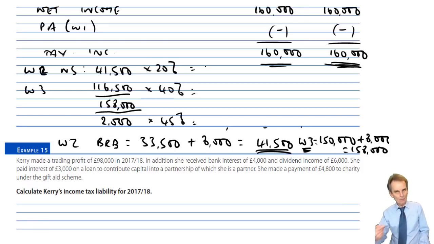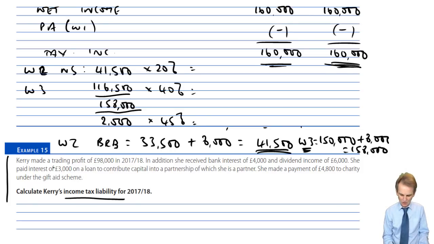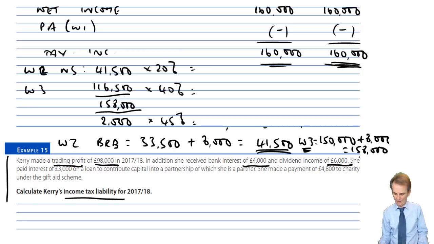Okay, I'd like you to go back through that example, review very carefully the answer to that in the back, and then have a little go at example 15 here. Again, it's an income tax liability that needs to be computed. This time, the numbers are somewhat more interesting than the one that we've just done. Trading profit, non-savings, 98,000. Bank interest, 4,000. Savings income. Dividend income, 6,000 there. She paid interest of 3,000 on a loan to contribute capital into a partnership. A qualifying loan interest payment.